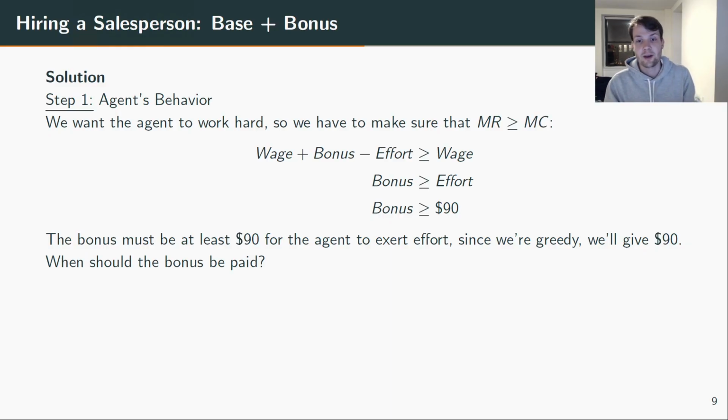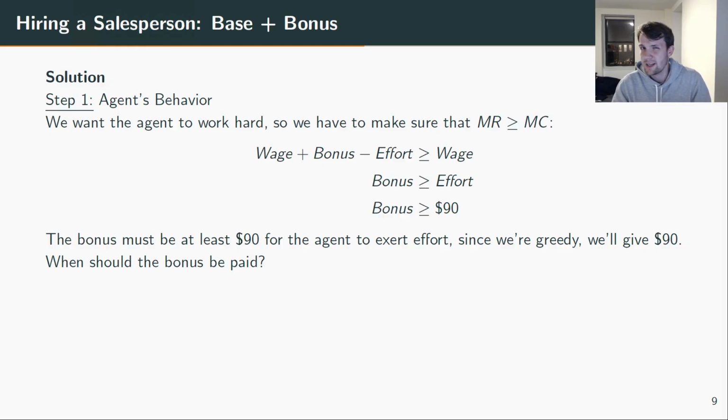Well, we have to make sure that when working hard, the person is going to get the wage and bonus and is going to incur the effort cost. We have to make sure that this is greater than when they're not working hard. In that case, they would only get the wage. Then all we get from this is that the bonus must be at least as great as the effort cost, so the bonus must be $90.